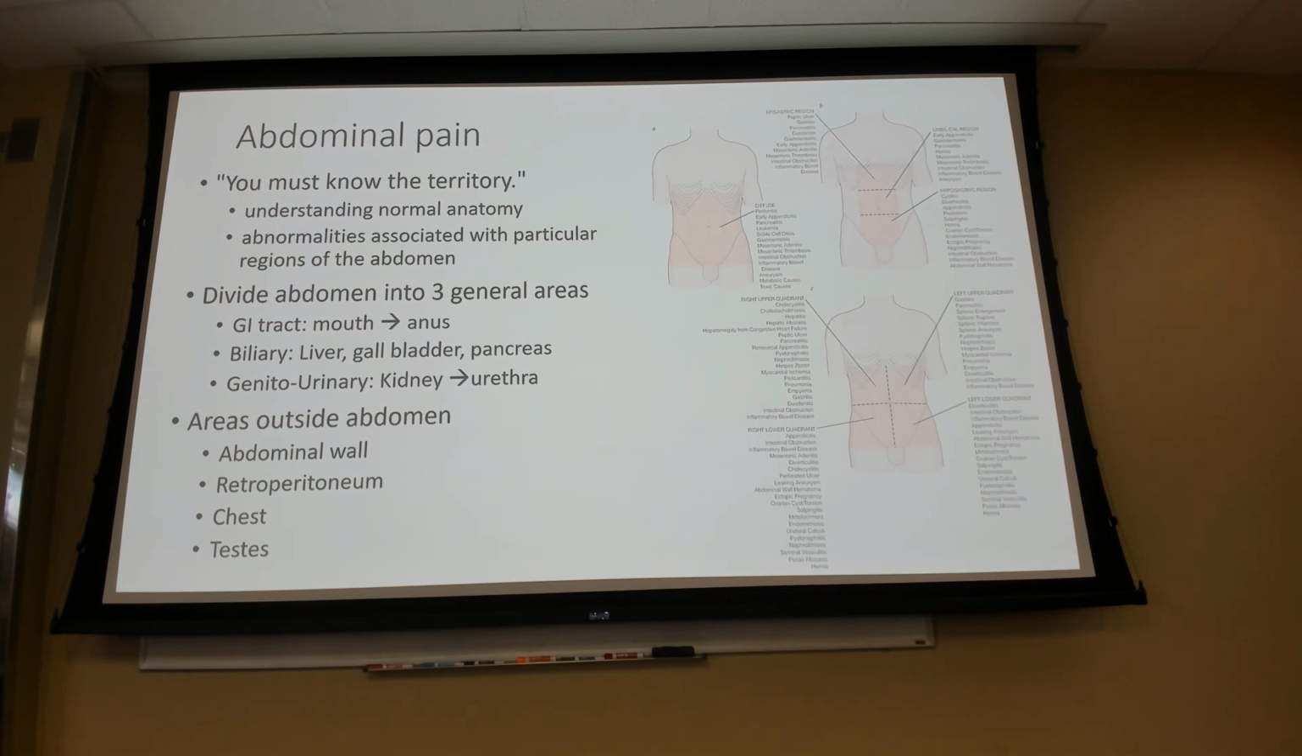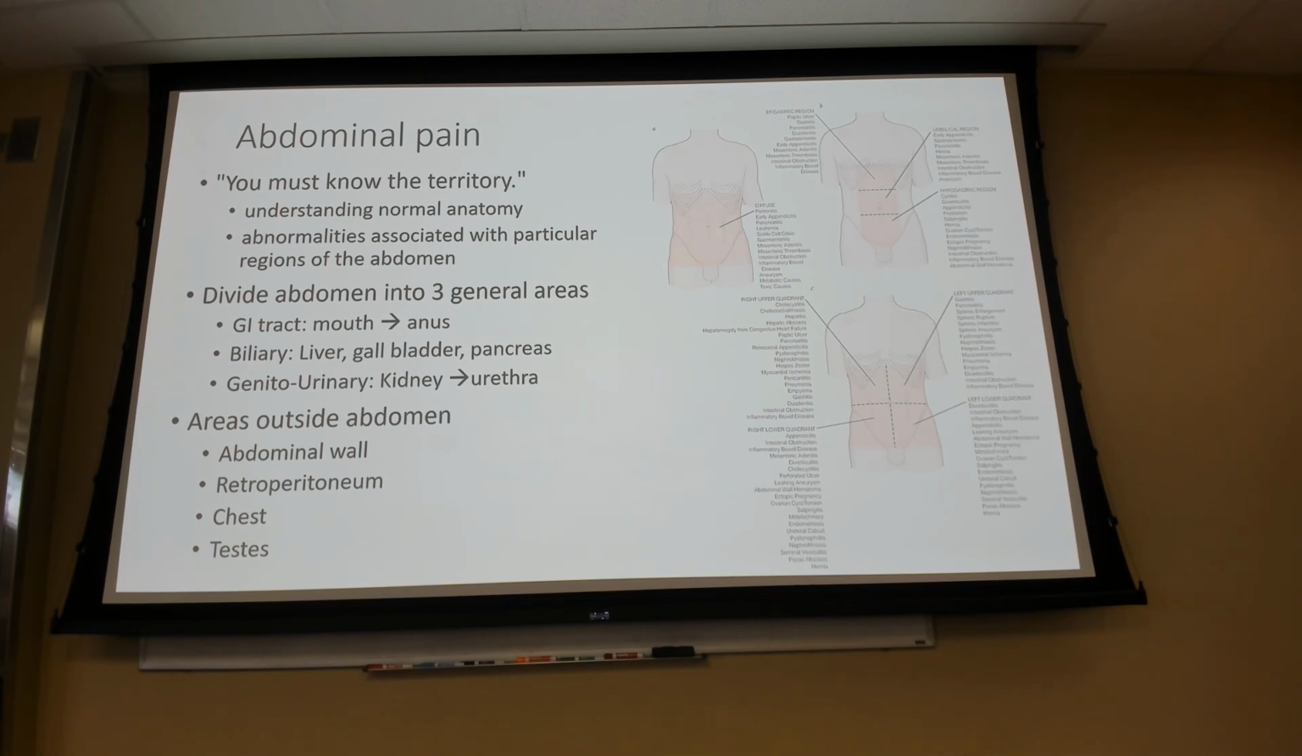Different pain. So obviously we have a right upper quadrant, left upper quadrant, lower right, and lower left. And then we also divide it into even more categories, which we don't really discuss very frequently. But we also talk about whether it's in the GI tract, whether it's biliary, or whether it's genitourinary. And then areas outside the abdomen, we obviously have the retroperitoneum, the abdominal wall, and then you can also have some referred pain that might be from the chest or the testes, okay?